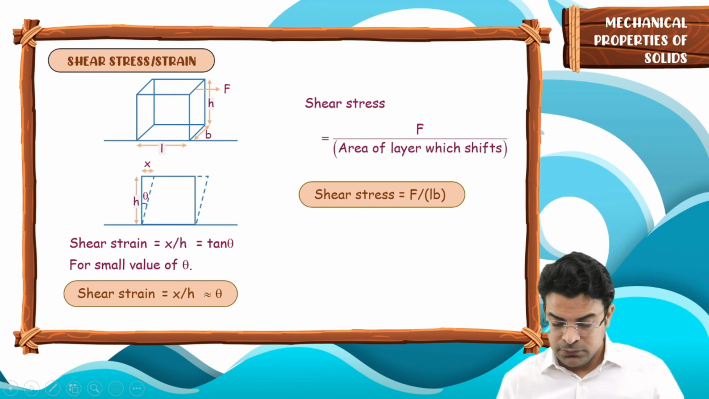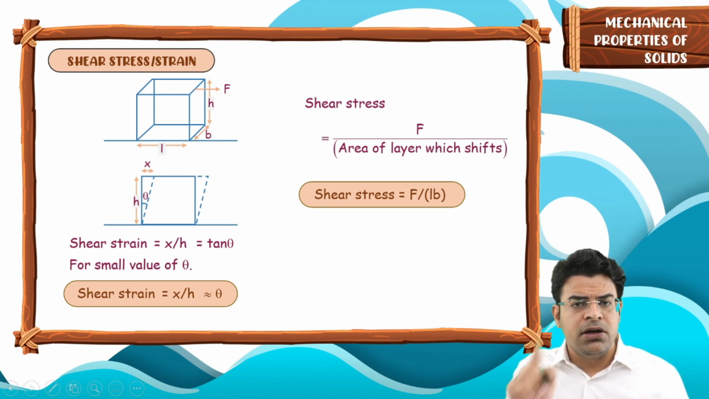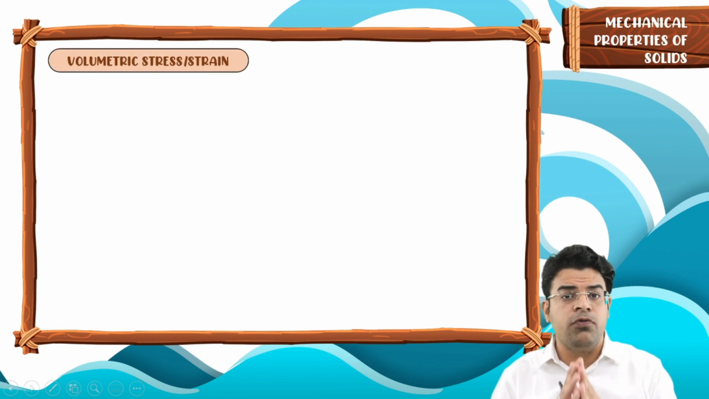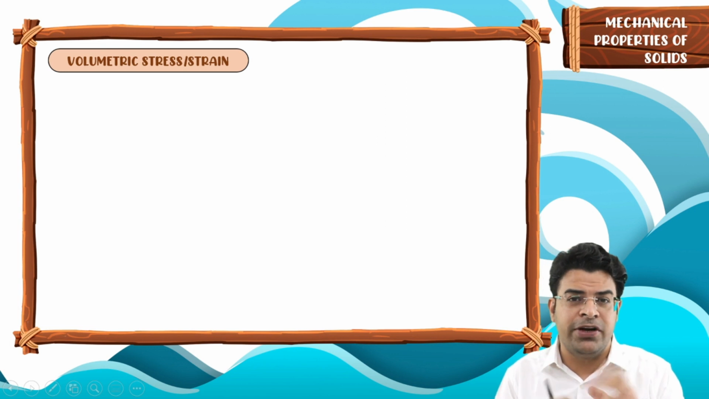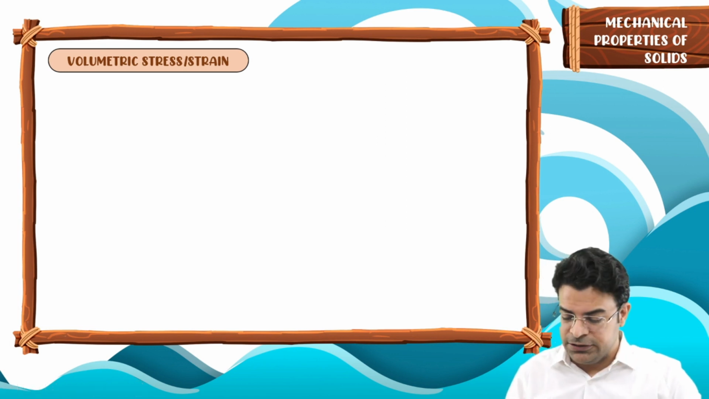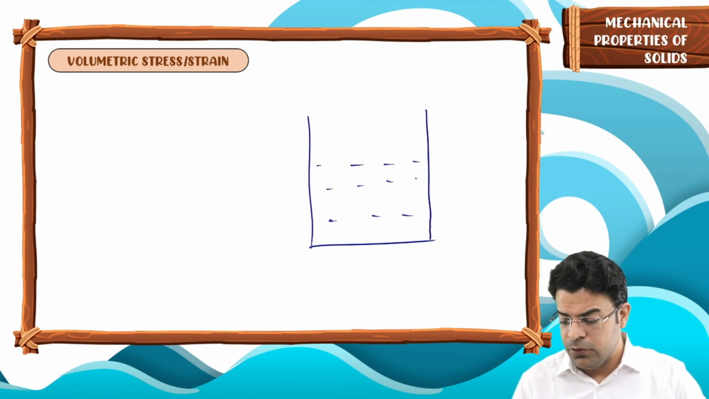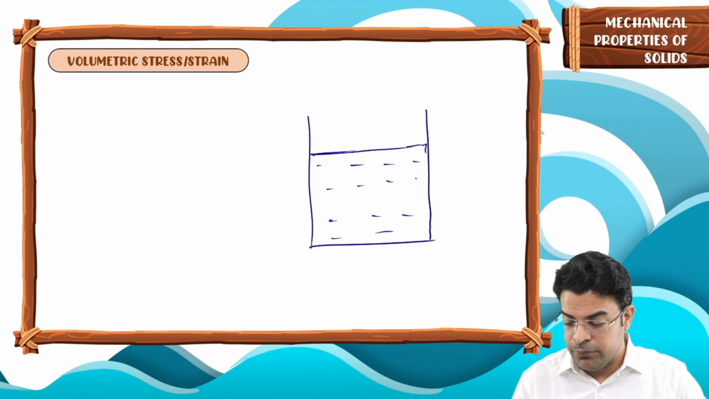Okay, sir. Now let's talk about the third type of stress and strain before we delve further into it. So now let's talk about volumetric stress and volumetric strain. What is the meaning of volumetric stress? Visualize this, that you have a container. The container is filled with a fluid, and there is a piston on the top of the fluid.